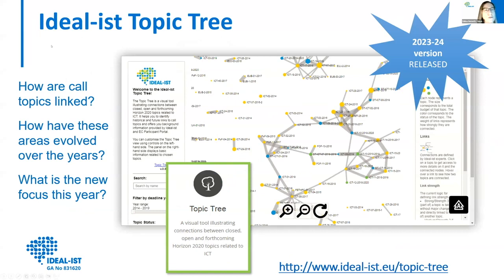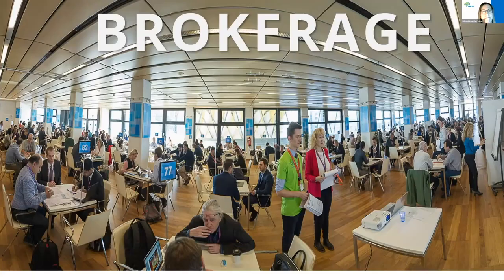So our topic tree, first of all, is one of the first tools that you can use when you start trying to find a topic that's interesting for you. Basically, it provides a linkage between various Horizon Europe topics. And it shows you how the topics are linked, how the areas have evolved over the years, what predecessor topics there may be. This can help you find previous projects or previous project participants. And it allows you to see what the new focus is in this year compared to previous instances of that topic. Next, please.